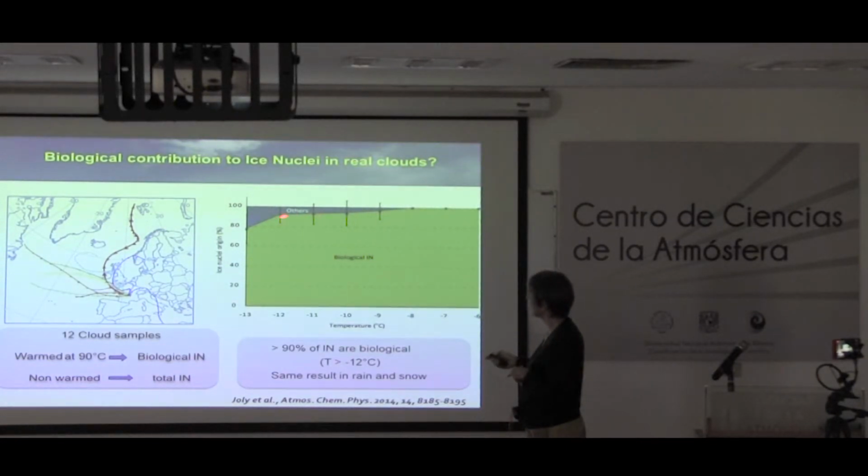As you can see here, even at minus 13. Of course, here it starts with non-biological, because you have a lot of dust. And if you were at minus 20, for instance, you have a lot of dust. But in this area, they are due to these biological components. Okay. So the same result was obtained in rain and snow, because there are many people working also on other compounds.